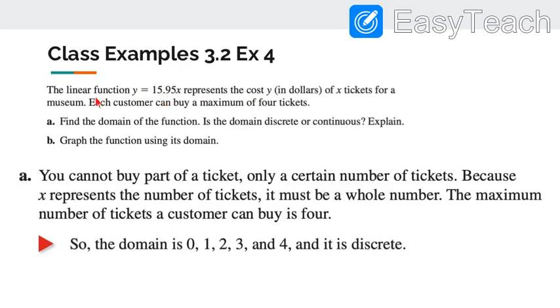$15.95 for each ticket. Each customer can buy a max of 4 tickets. So the domain, remember, domain is input. So is it discrete or continuous? Well, this would be discrete because you only can buy 0, 1, 2, 3, or 4. You cannot buy a half of a ticket. You can't just go to part of a museum. You have to buy the ticket for all of it. So that makes this one discrete.